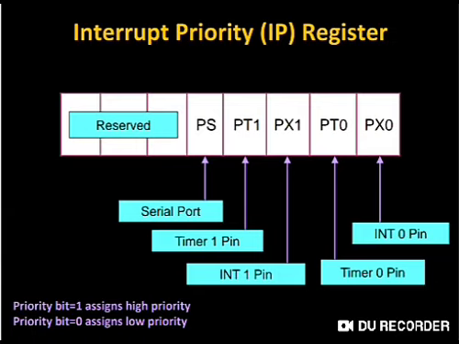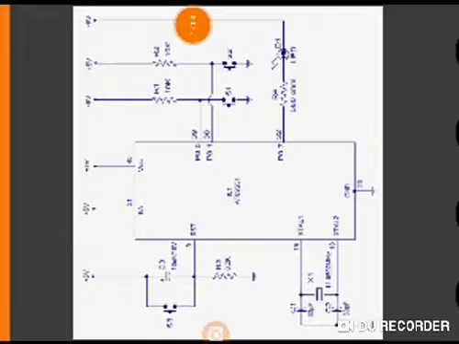Now let's see how we can write a simple interrupt for the 8051 with one example. Let's assume that this is a circuit that is used to blink an LED upon activating a switch.